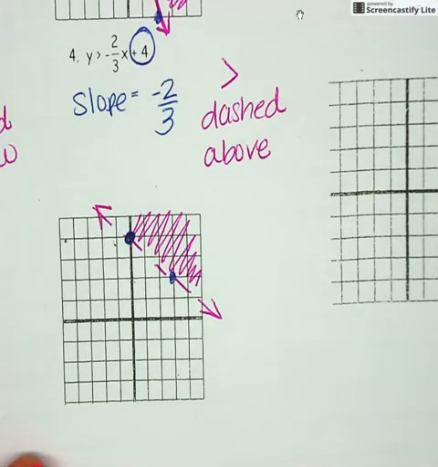So that's the first 4 problems from your homework last night. All of those were already in slope-intercept form, so you do not have to rearrange your equation. The next 4 that I will do, you do have to rearrange your equation, and then we're going to proceed just like we did the first 4.